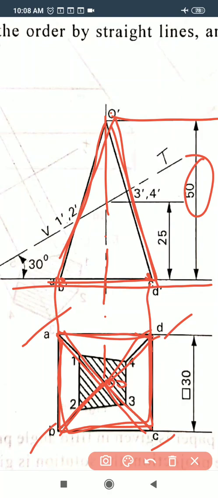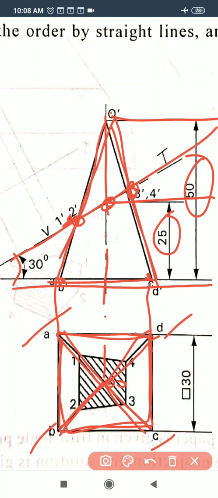And in the question it is given that this pyramid is cut by the sectional plane at a point on the axis line 25 mm from the base, not from the top, from the base only. So at this point, cut the solid with an inclination of 30 degrees. So this is the 30 degrees inclination line cutting this solid, and that sectional plane is cutting the solid edges at these points. So these are the cutting points on that solid.